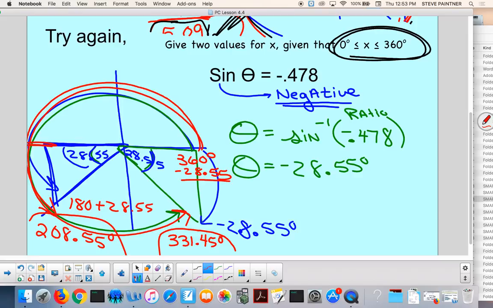So when you're in the third quadrant, just take 180, add the reference. When you're in the fourth quadrant, just take 360, subtract the reference, and you get that answer. I probably said too much. Do you understand where we're going with this? Yeah. Okay. Ready, set, go.